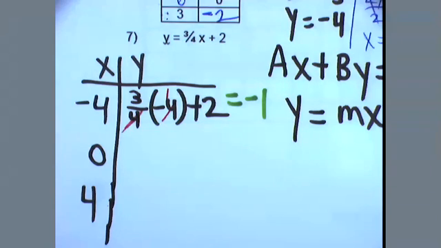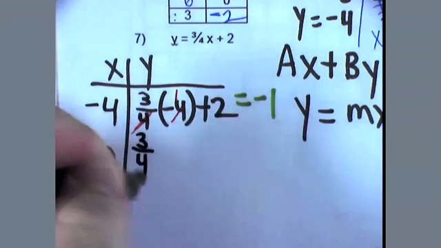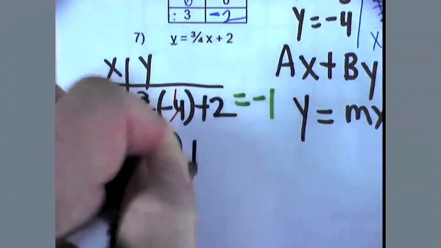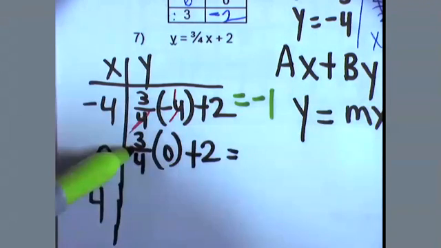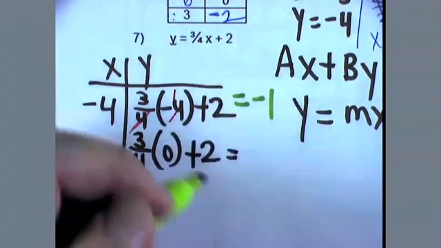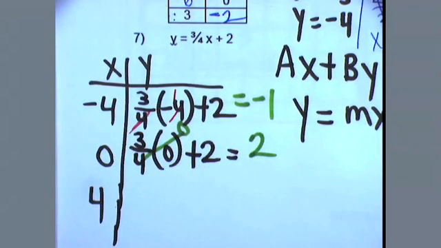Next up, let's plug in 0 for x. So we have 3/4 times 0 plus 2. And this part here goes to 0. So our second y-coordinate is 2. Again, in MyMathLab, all you would need are 2 ordered pairs. The graphing tool will do the rest of the work for you. Once you plot your points, it'll connect the dots for you.